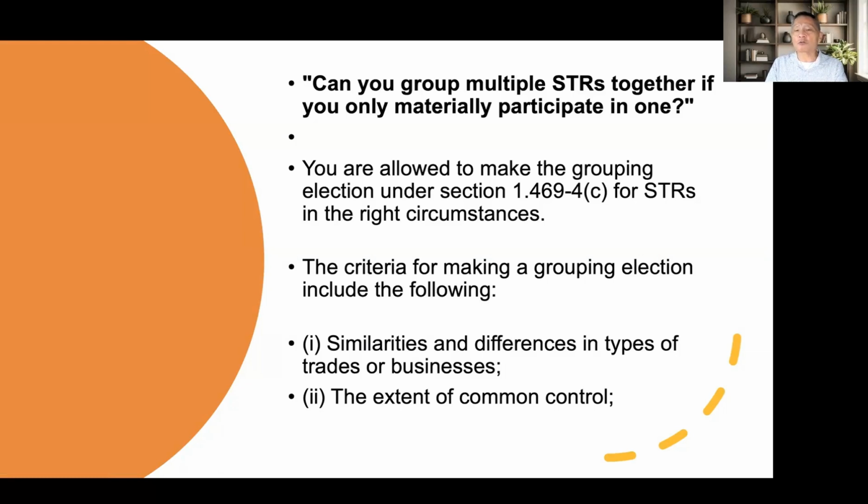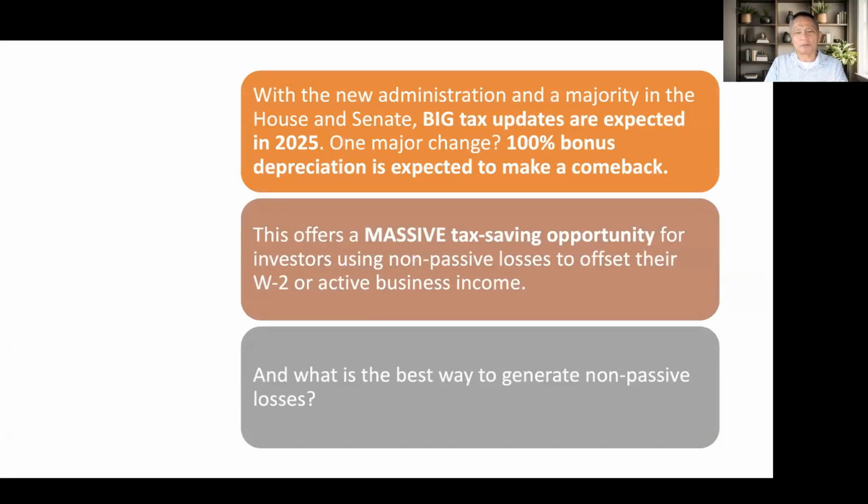Otherwise, if you don't do a grouping election, you may not get the maximum tax deduction, which is a short-term tax loophole, which I will share with you momentarily. You've got to be very detailed in your claims. You pay attention to detail. Don't neglect important stuff. But we'll get back to the short-term tax loophole momentarily.